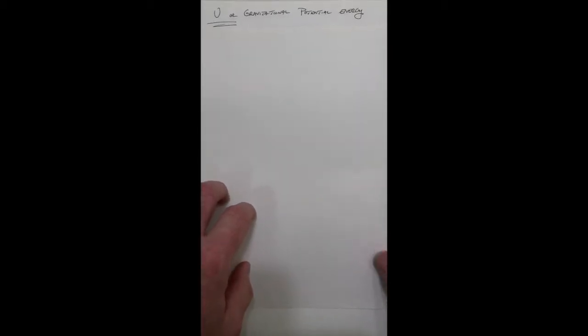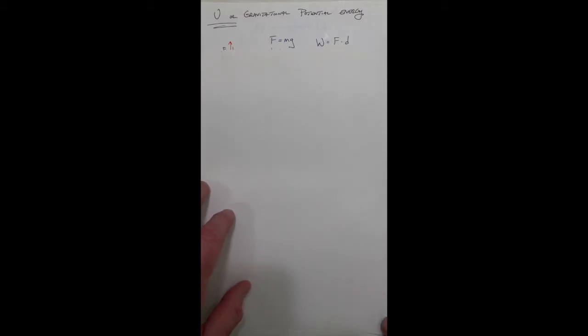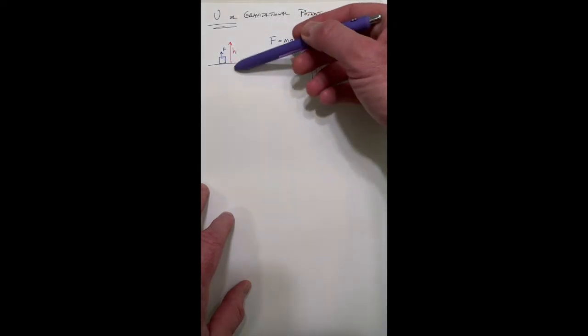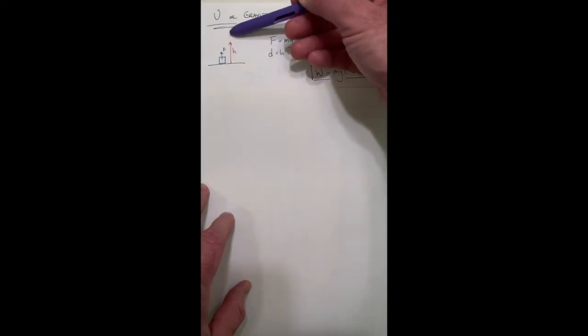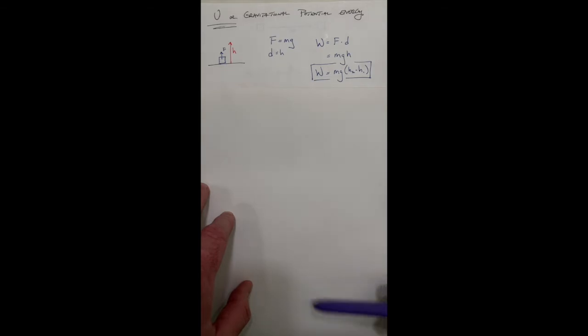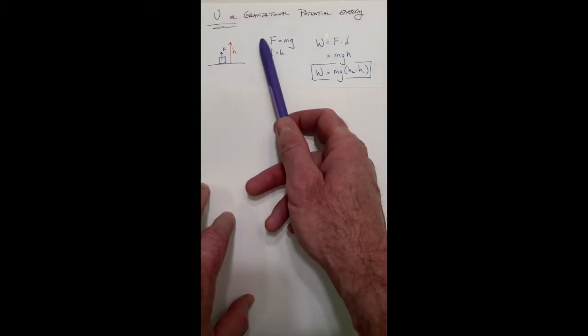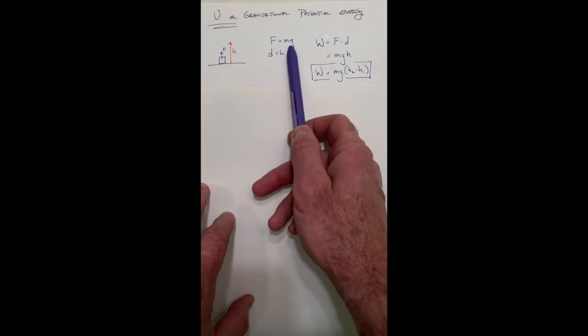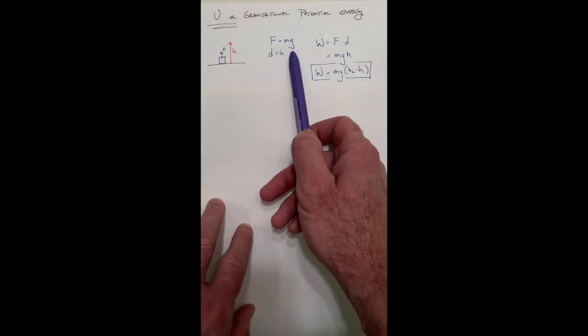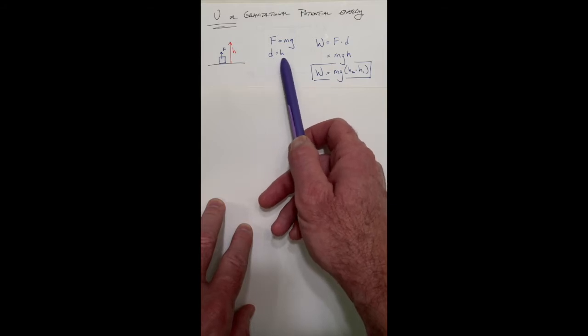Okay, let's take a look at the first type of energy, gravitational or potential energy. Work is equal to force times distance, right? So here I'm going to have a force and I'm going to lift my object upward a distance h. In order to do that, according to the second law, I have to lift with a force of mg, and my distance is going to be h.